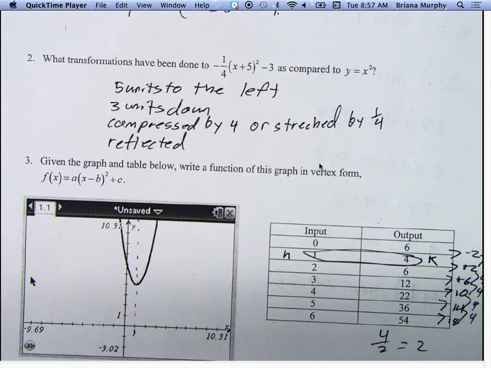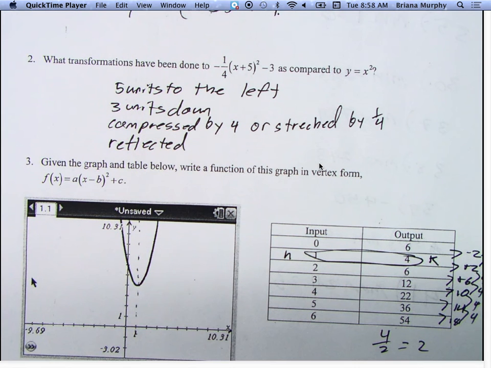Yes, Rita? So, if it's compressed, it's negative? If it's compressed, it's a fraction. It's less than 1. So can I say compressed by 1/4? No. You would have to say compressed by 4 or stretched by 1/4. So does it matter if it's negative? Negative means it reflects. Oh, that's it. Any others? Yes. Do we have to say both compressed and reflected? Yes. Because it's negative, you have to put something. If it's negative, you need to put reflective.